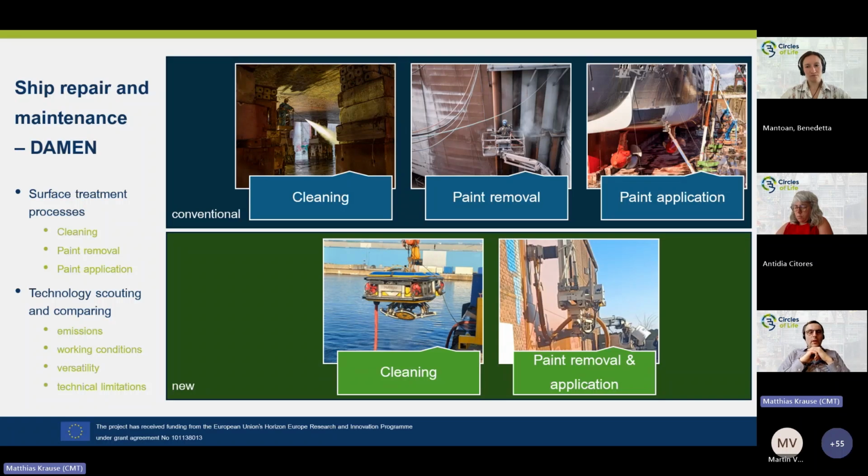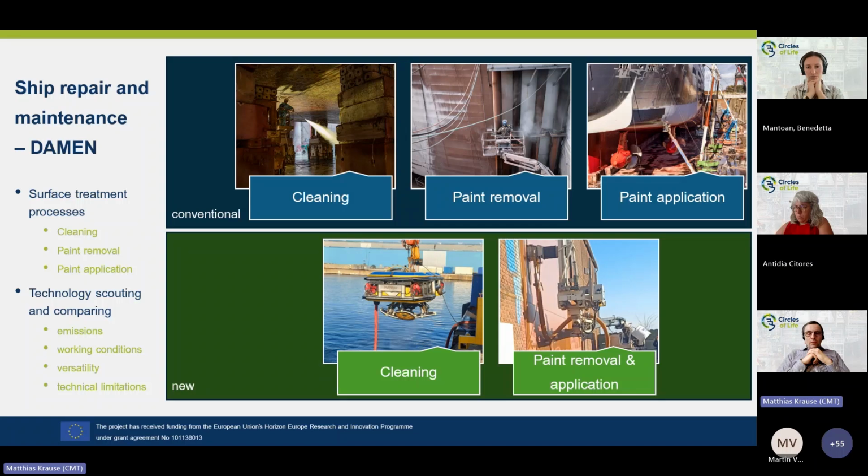So these are the technologies we identified, or Damen has identified, as candidates for improving the situation. They are both based on robot technology, and they both offer advantages in terms of lower emissions. The robot on the right is equipped with water jet technology and a closed water circuit, which involves filtering and cleaning of the water.